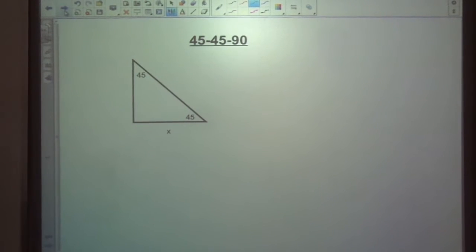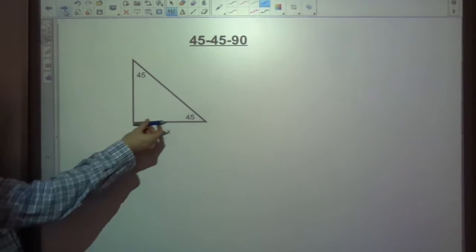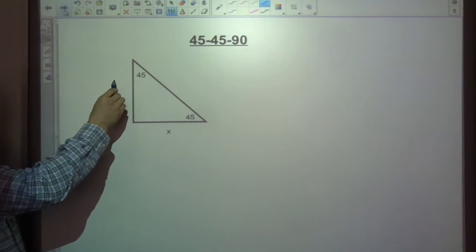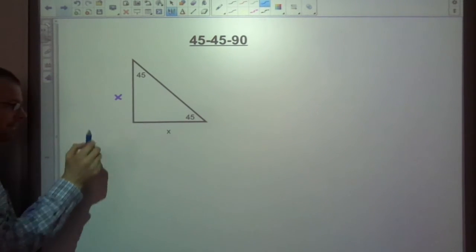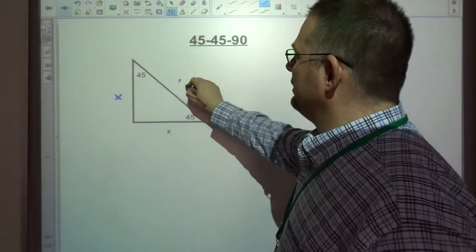The other kind of triangle that we need to look at is 45, 45, 90. And this one's even easier. Because this is an isosceles triangle, right? So if this leg is x, then this leg also has to be x. Good. And then the hypotenuse, we'll call that c for right now.